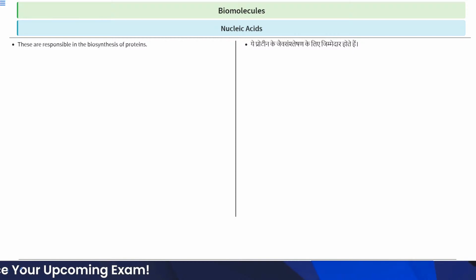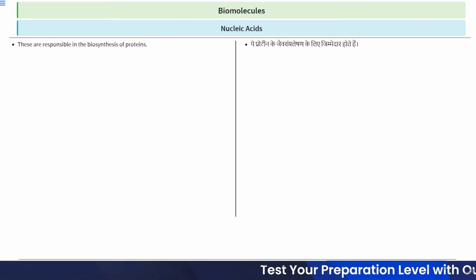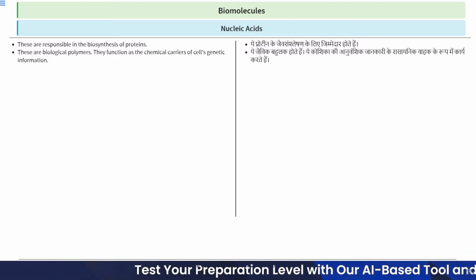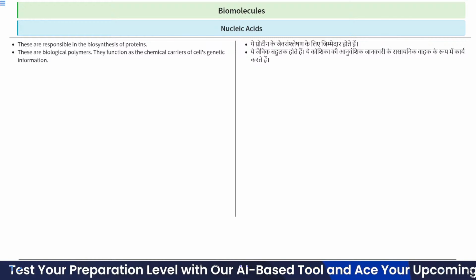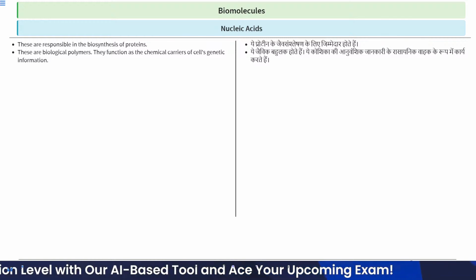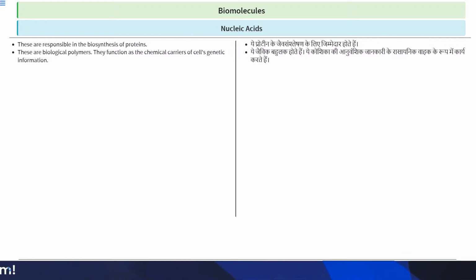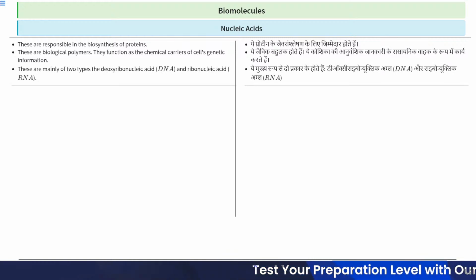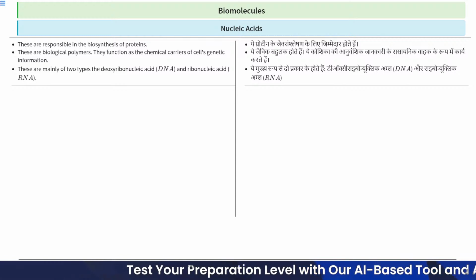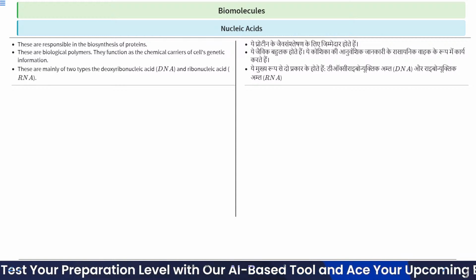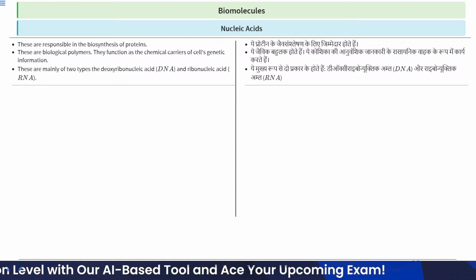Let's see now about nucleic acids. These are responsible for the biosynthesis of proteins. Nucleic acids are biological polymers. They function as the chemical carrier of the cell's genetic information. So they carry chemically the cell's genetic information. These are mainly of two types: deoxyribonucleic acid, which is DNA, and ribonucleic acid, which is RNA.